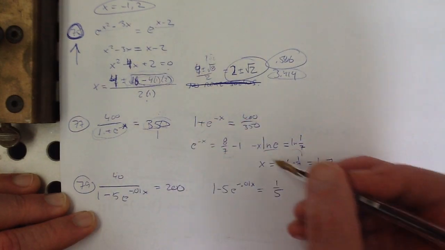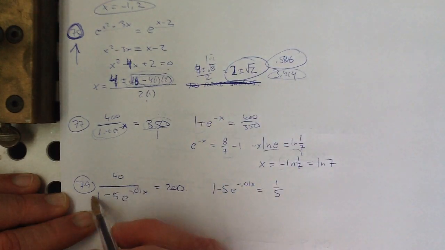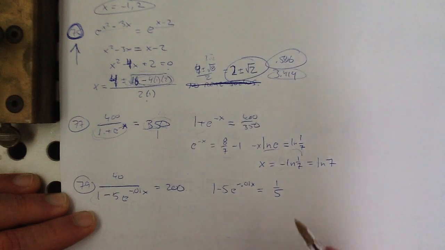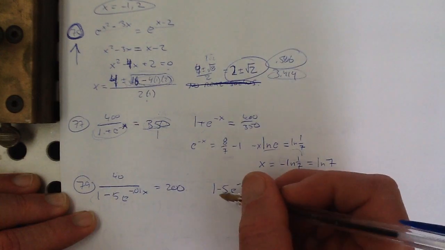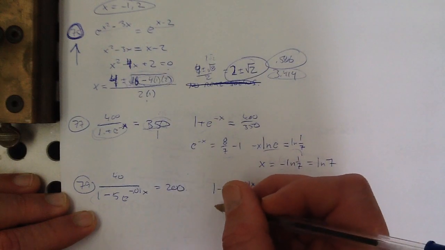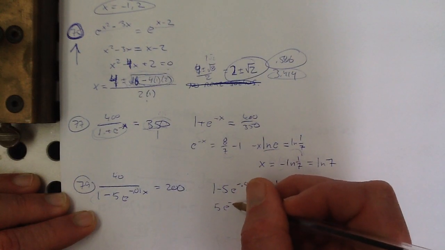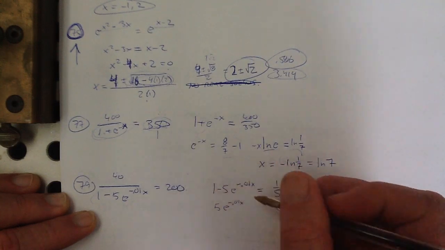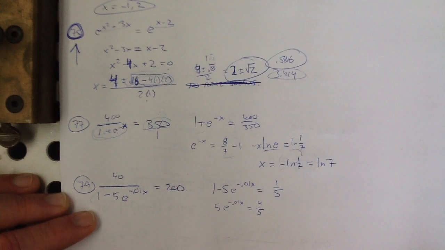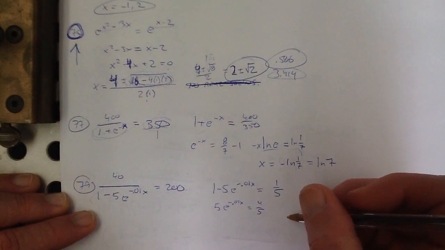40 over 200, when I do the same cross thing, I'm going to get this up here and then the 200 on the bottom. 40 over 200 is 1/5. That's what's happening there. Now I'm going to move this to one side. It's like I'm adding this to the other side and then subtracting the 1/5. Then I'm going to divide by 5.